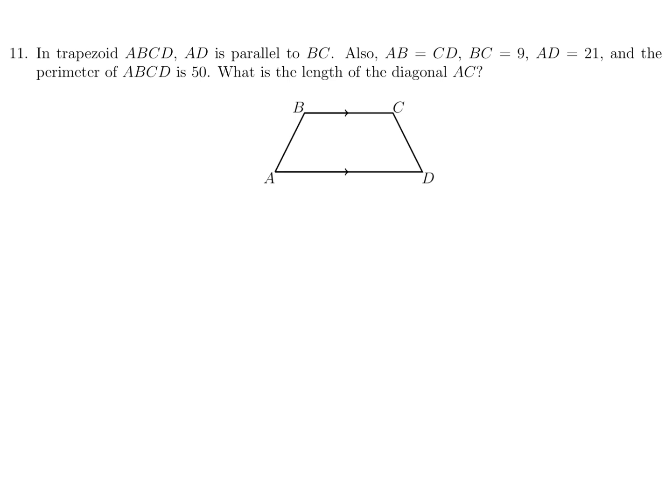In the trapezoid ABCD, AD is parallel to BC. Also, AB is equal to CD. BC is 9, AD is 21, and perimeter ABCD is 50. What is the length of diagonal AC?